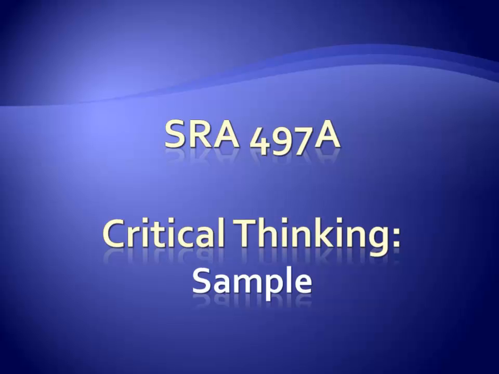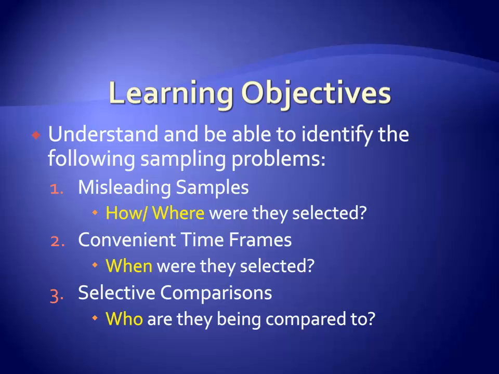This lesson relates to sampling problems that can occur in reports of statistical data. After completing this lesson, you will be able to identify the following 3 sampling problems in a statistical report. Each of these relate to how or where sampling is taking place, when they're being selected, and who or what the samples are being compared to. I'll discuss each of these in turn.